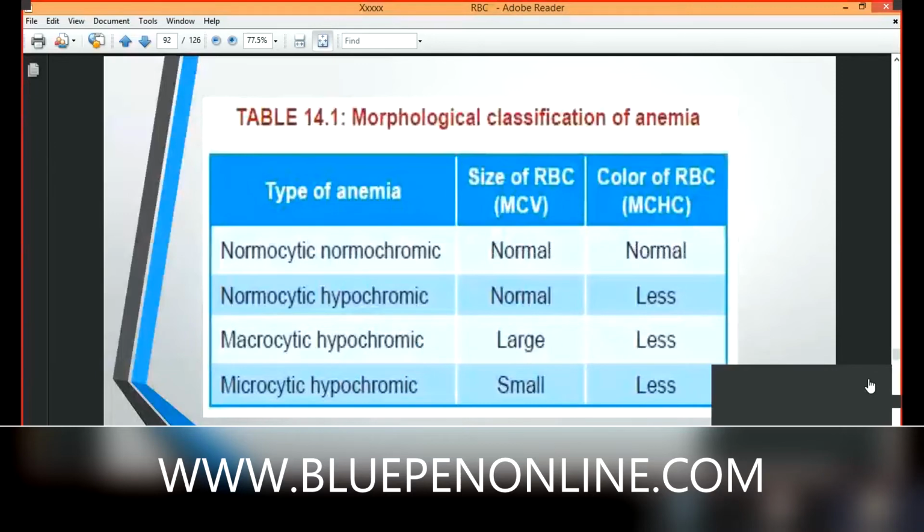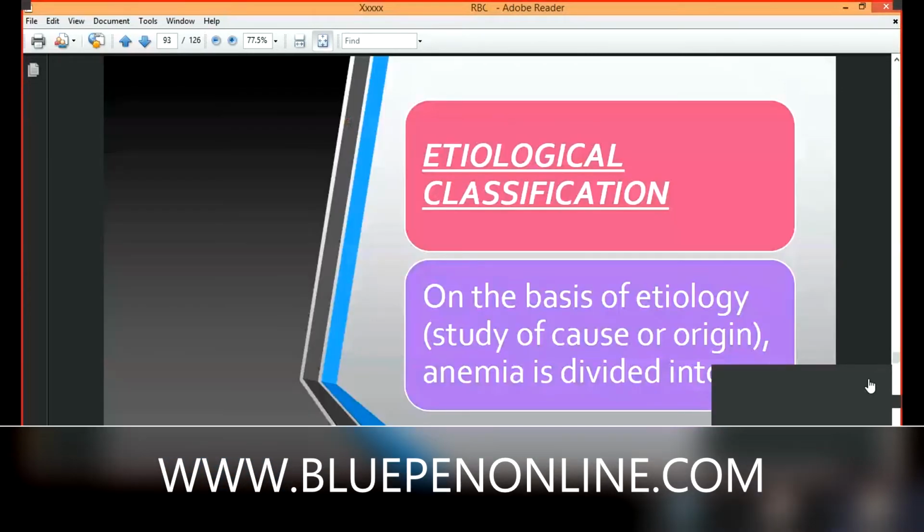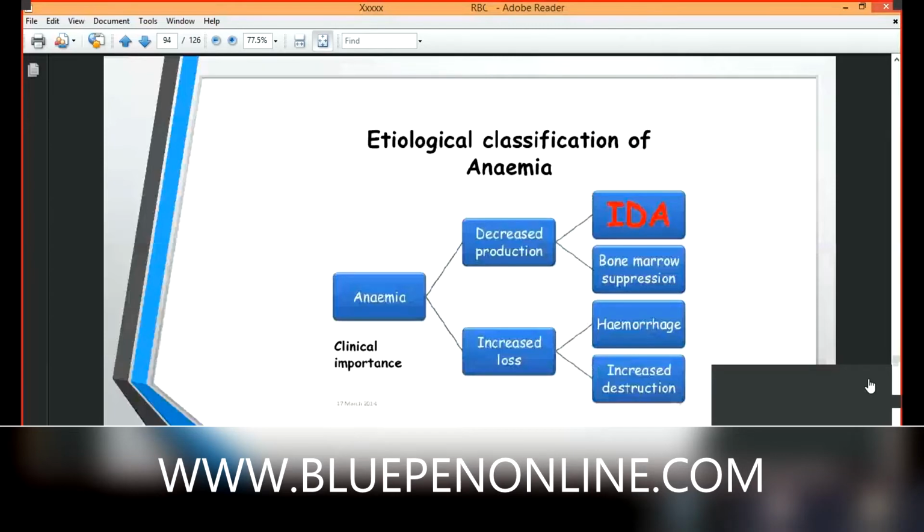Then the etiological classification. One is blood loss, anemia caused by acute and chronic blood losses. Then hemolytic anemia. Then deficiency of vitamins, anemia due to defective formation, nutritional deficiency, and also other factors. Then the bone marrow functions. These are the classification.